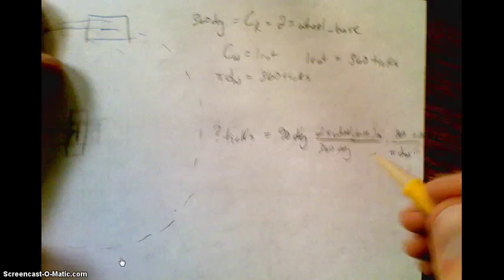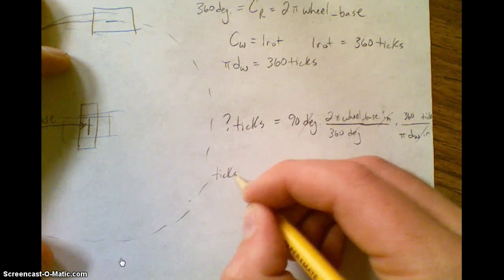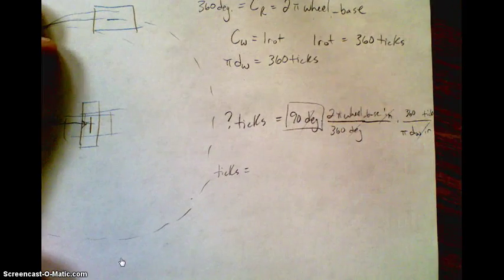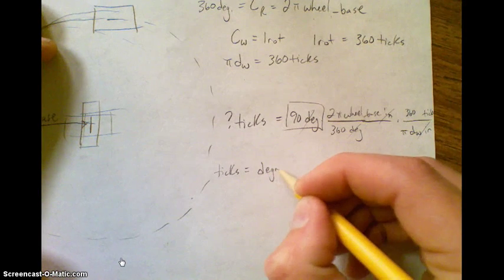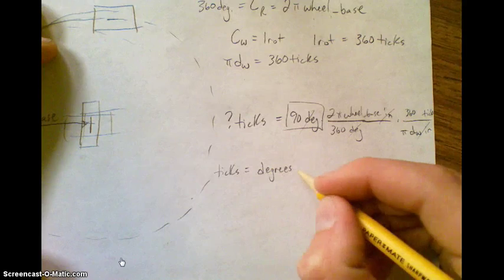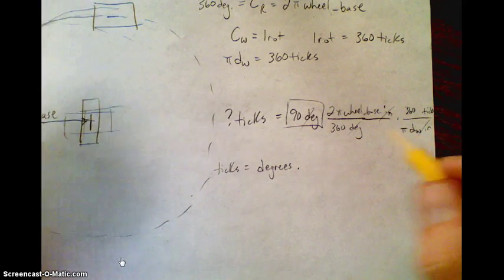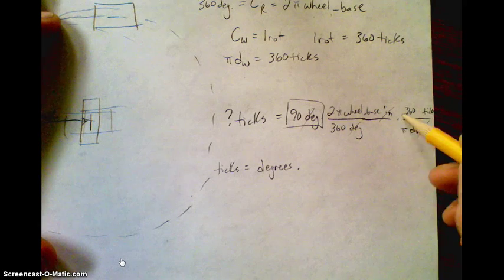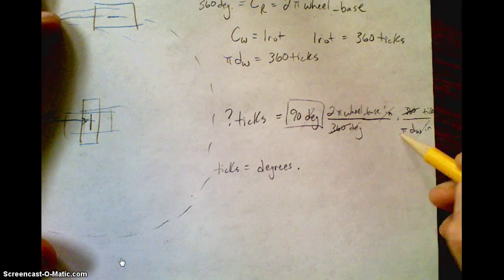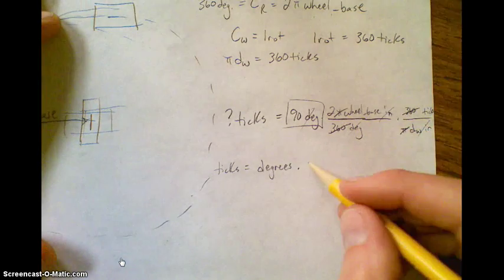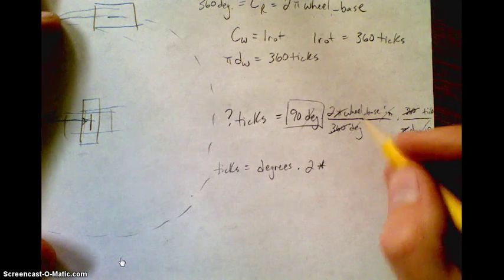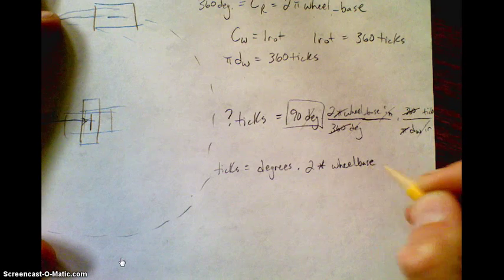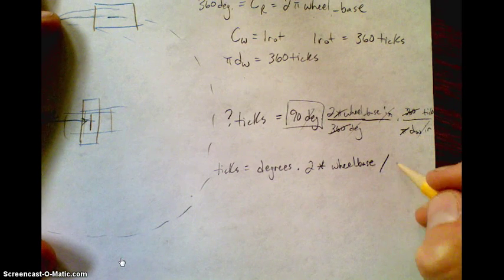So if I were to write this equation out in RobotC, ticks would equal, I'm going to use a variable now, because it doesn't have to be 90. I'm going to use a variable called degrees, times, and then if you look, we can do some canceling here. So it's kind of nice using the external encoders, because the 360 here cancels with that. Pi cancels with this. So basically it's 2 times the wheelbase, divided by the wheel diameter.